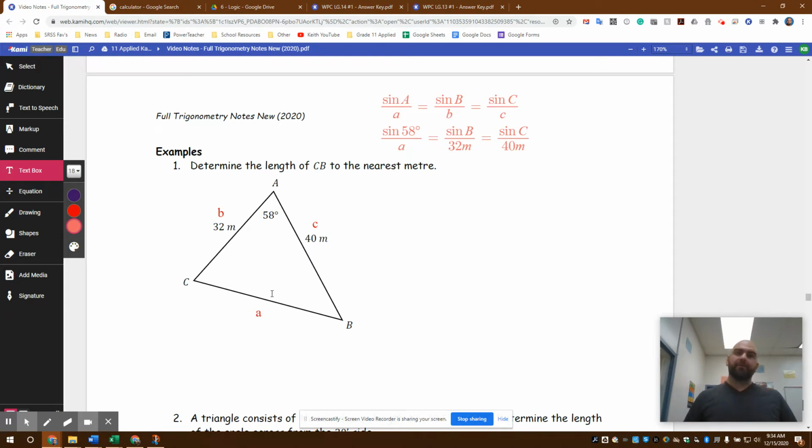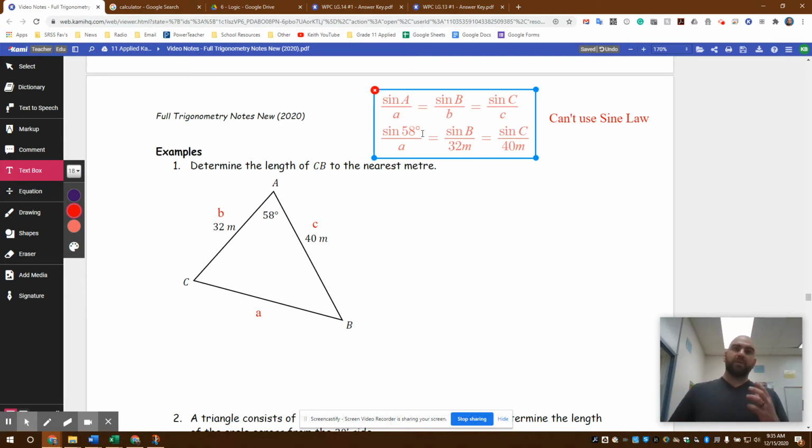So that means that we're going to have to use something else to solve for little a, because that's what we're trying to find. We cannot use sine law because it does not have the right pieces. We can't use sine law or the law of sines because it does not have a full ratio. We don't have this full ratio, we don't have the second full ratio, we don't have the third full ratio, so we cannot use the law of sines. That means that we're going to have to use cosine law.